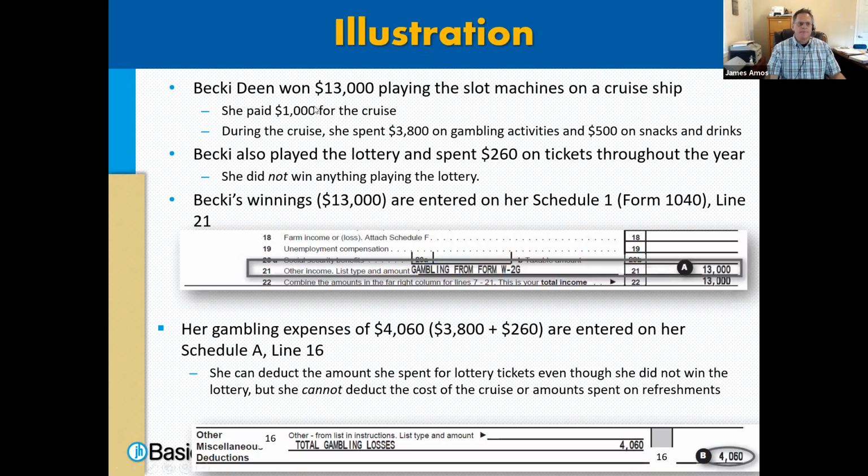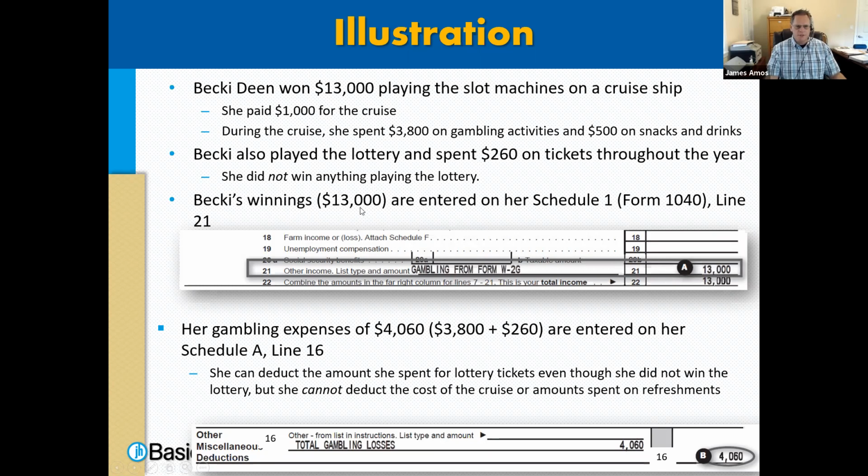Okay, so this is real simple. Becky won $13,000 playing a slot machine. She paid $1,000 for the cruise. During the cruise, she spent $3,800 on gambling activities and $500 on snacks and drinks. Becky also played the lottery and spent $260 on tickets throughout the year, but she did not win anything.